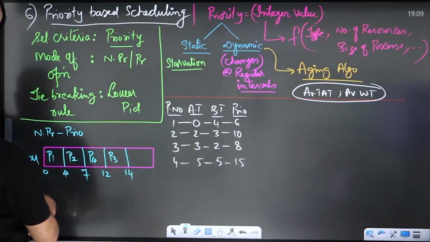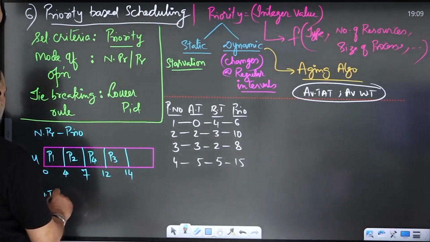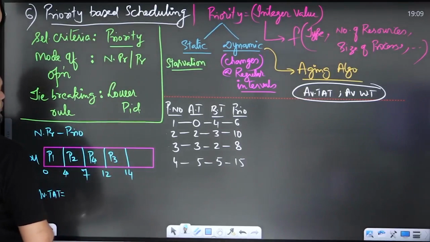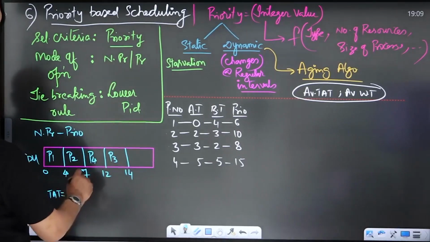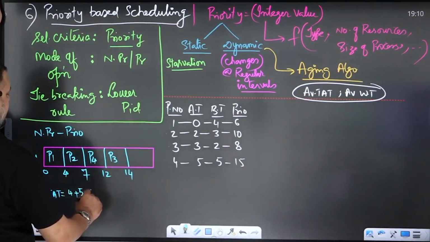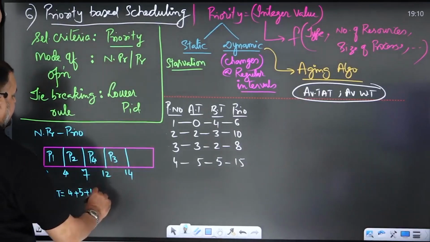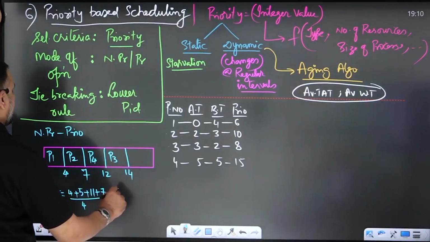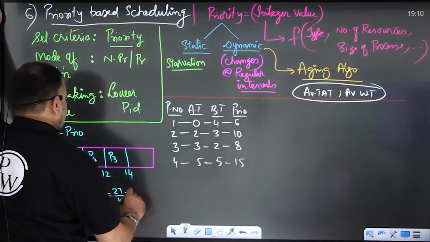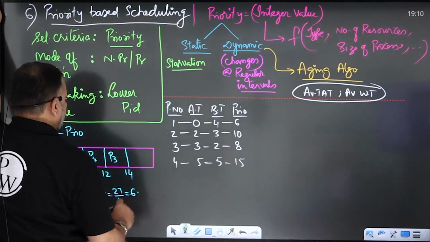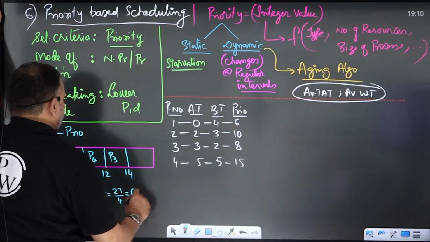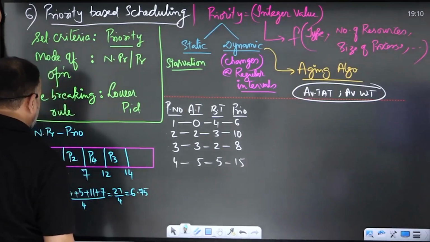The average turnaround time if you compute, P1 4 minus 0, 4, plus P2 7 minus 2, 5, P3 14 minus 3, 11, P4 12 minus 5, 7, divided by 4. This is 9, 20, 27. 27 by 4, 4 6 24, and then 24 means 3 7 5, 6.75.